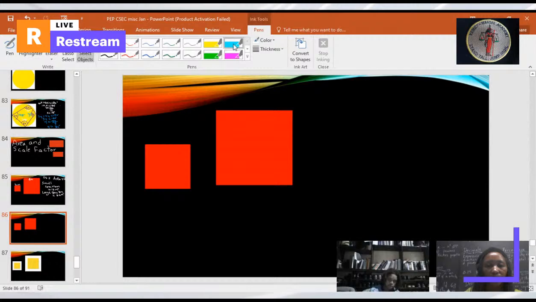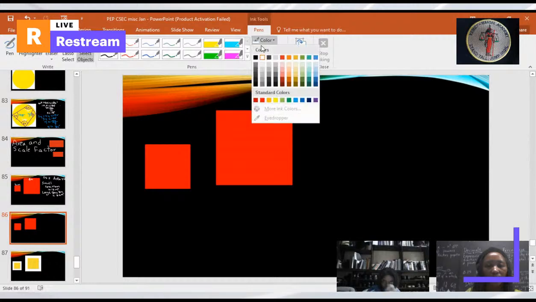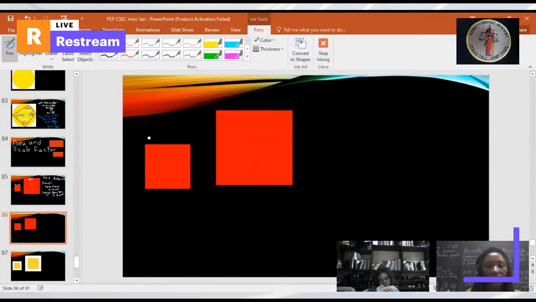So let's say for this small square, we had a length of 10 centimeters. And this one is 30. So what's the scale factor? Yes, the scale factor is 3. All right, so the scale factor here is 3.